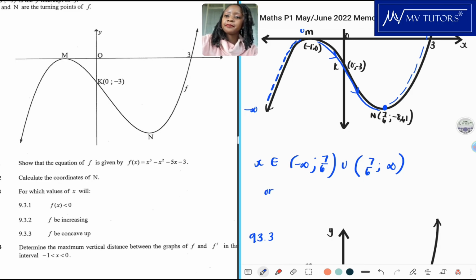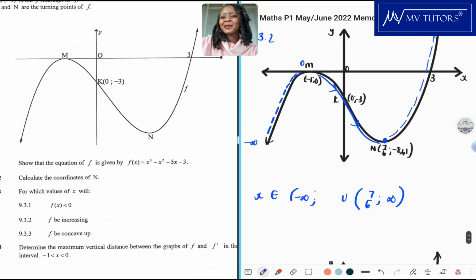Please don't mind me. F is increasing from negative infinity to negative 1. Oh my goodness, there it is, I just drew it out. And then it's increasing again from 7 over 6 till infinity. Okay, sorry about that. That's where I would put my answer.